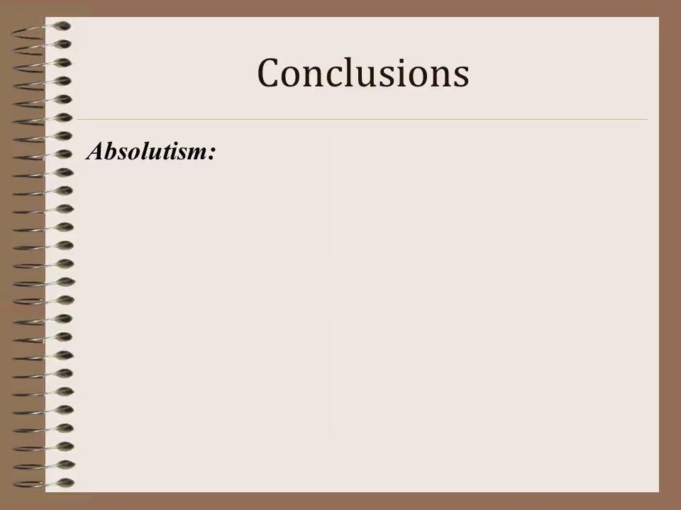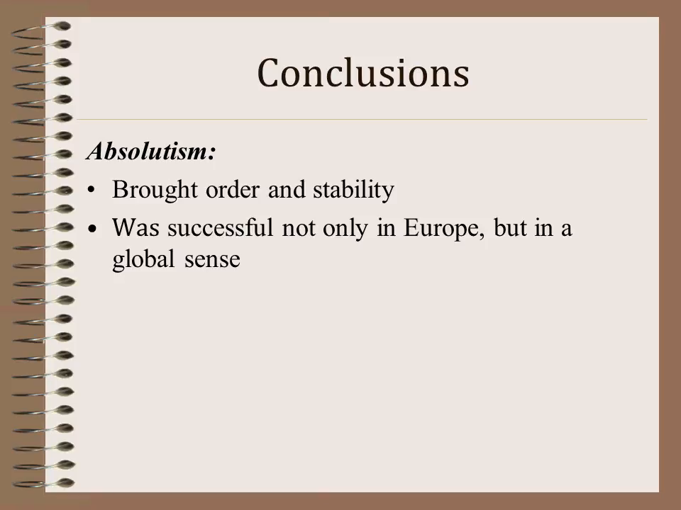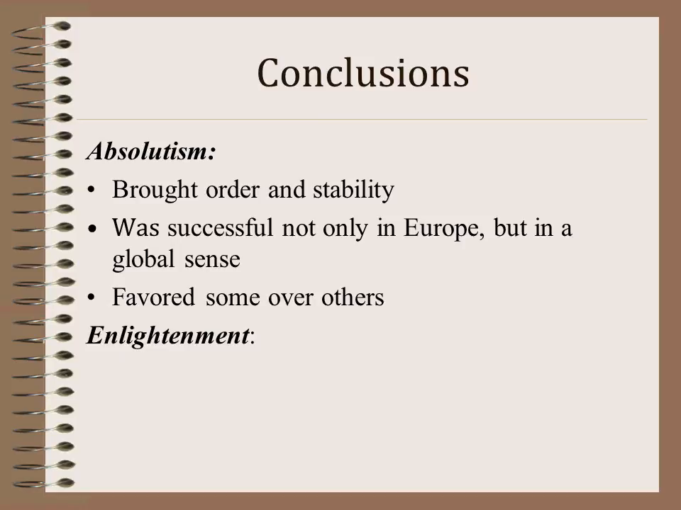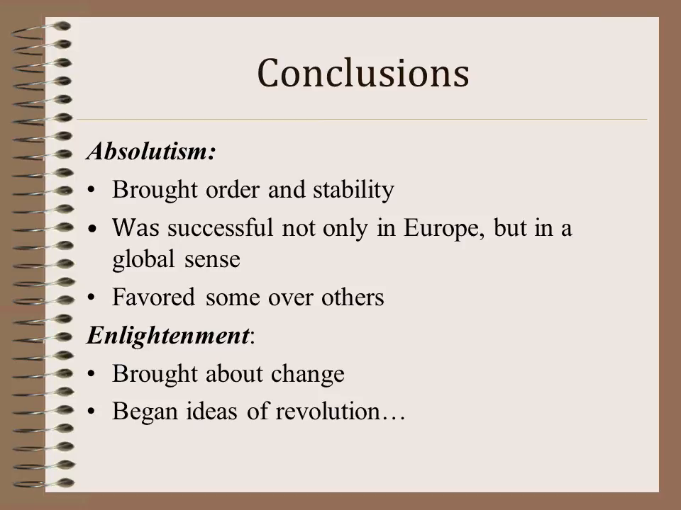So, some final conclusions. Absolutism was good because it brought order, stability, some national pride. It was not only used in Europe, but in a lot of other places at this time period and before this time period. And it was pretty obviously favoring some at the elite level of society over others. An enlightened type of government was one that was going to bring about change and begin these ideas of political revolution, which would start a chain reaction of overthrowing, which we're still seeing to this day, overthrowing despotic rulers in favor of more democratic leadership. So these are some of the final lasting things from the Enlightenment.